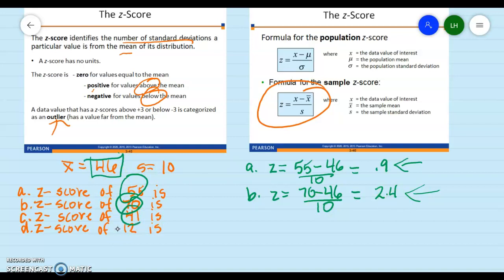Now look at 41. It should have a negative z-score because it is below your mean. Let's calculate it. z equals 41 minus 46 divided by 10. And you do get a negative z value, which means that the data set value 41 is 0.5 standard deviations below the mean. Okay, and we should know that the next one's going to be negative as well.